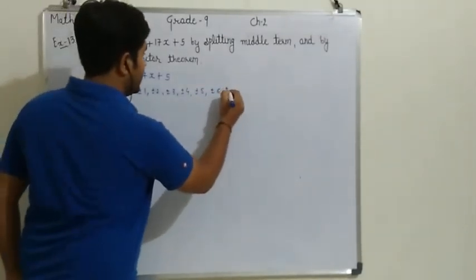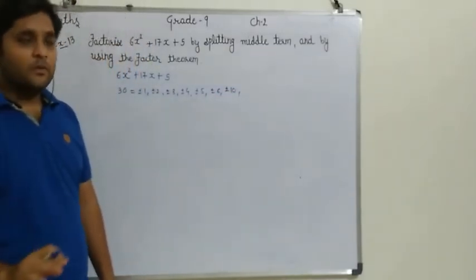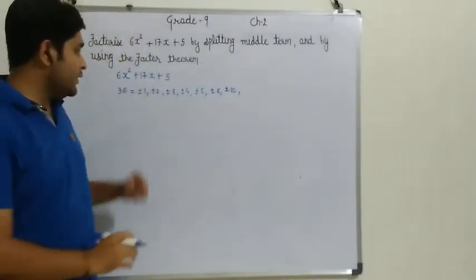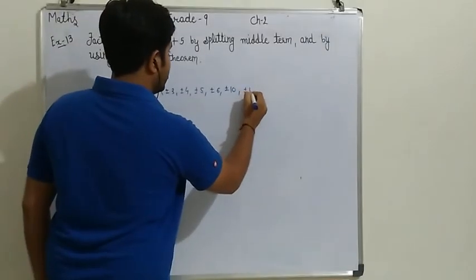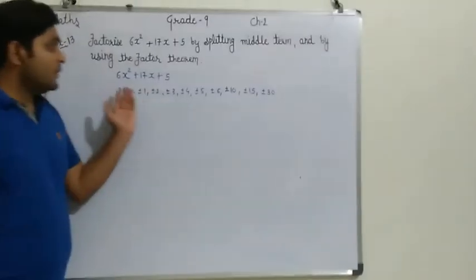So plus minus 10. 11, no. 12 is not a factor. 13, no. 14, no. 15 2s are 30, so plus minus 15. And finally plus minus 30. So these all are the factors.